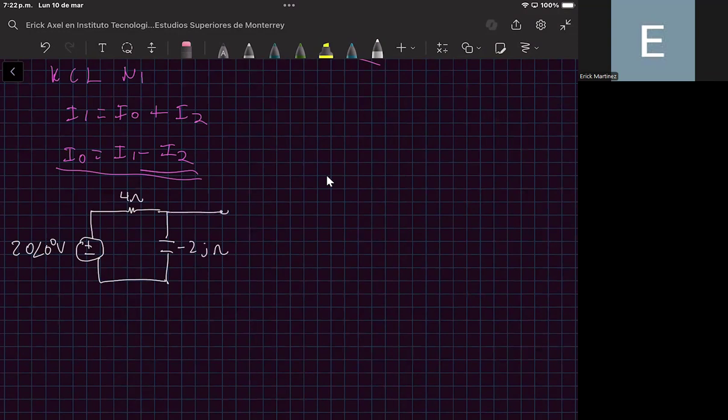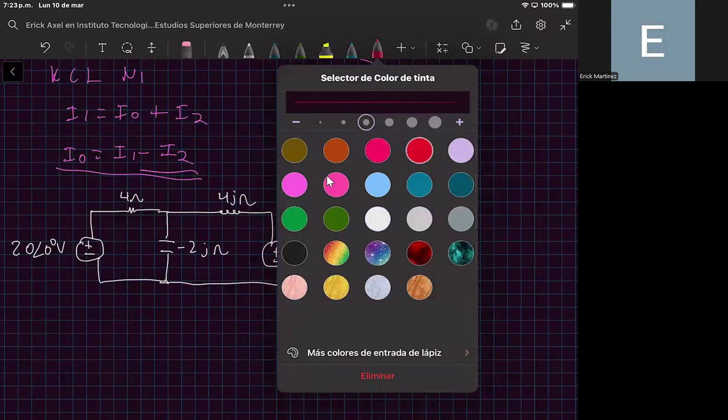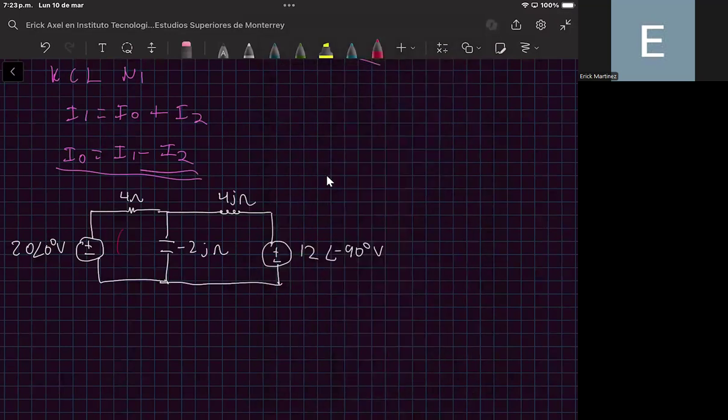And here we have an inductor, and the inductor is of 4J ohms. And here we have another voltage source, and the voltage source is of 12 with an angle of minus 90 degrees volts. Okay? And we have here the directions of the currents. Here we have I1. Here we have I2.